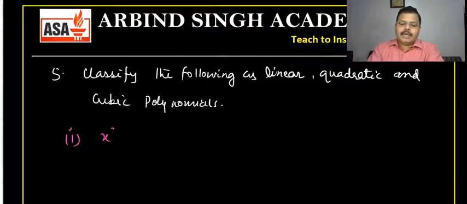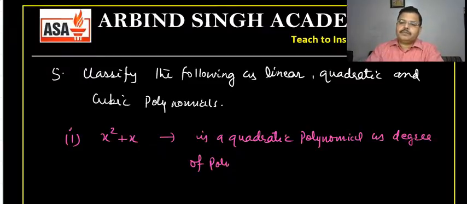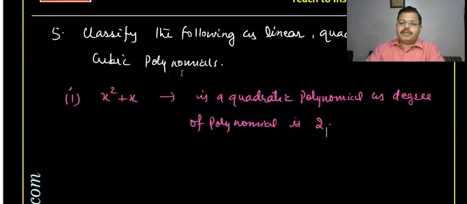The first question was x square plus x. What is the highest power? Since 2, the highest power is 2, so the degree is 2, and degree 2 is a quadratic polynomial. And why? Because the highest power of this is 2, as the degree of the polynomial is 2, and therefore it is called a quadratic polynomial.